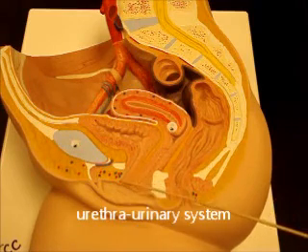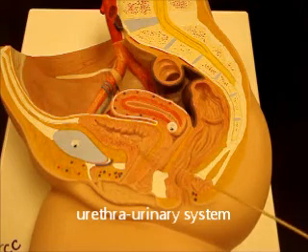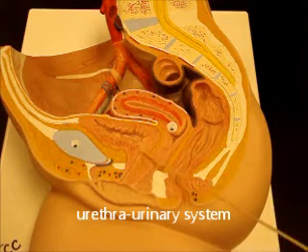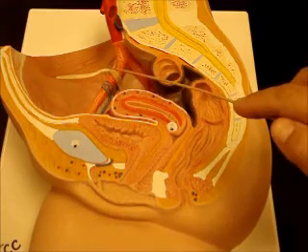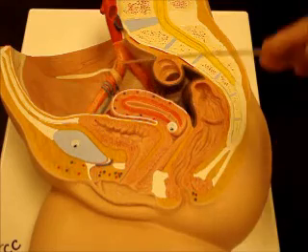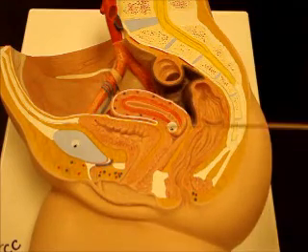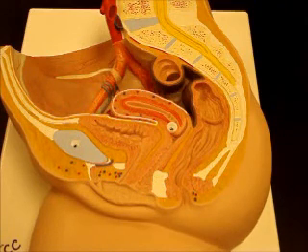Here's the female urethra. Notice how short it is compared to the male, which is why females tend to get urinary tract infections. And then again, here's the urinary bladder. You can see the ureter right here actually coming down from the abdominal cavity, going down behind the uterus and piercing the bladder. You can see that on the male model as well.